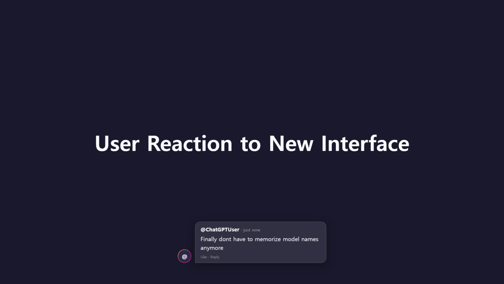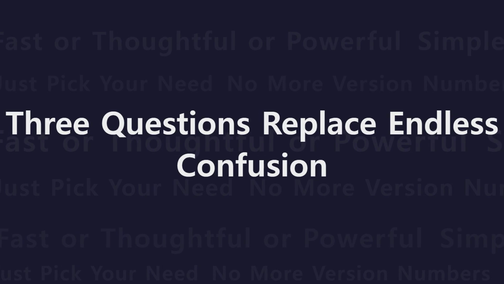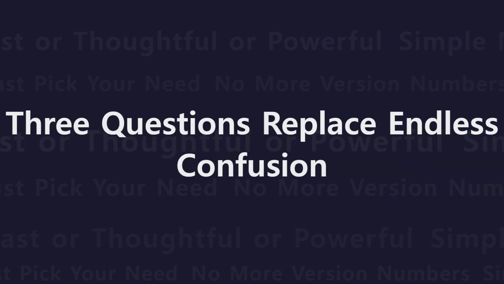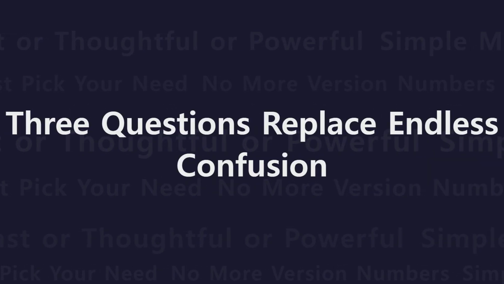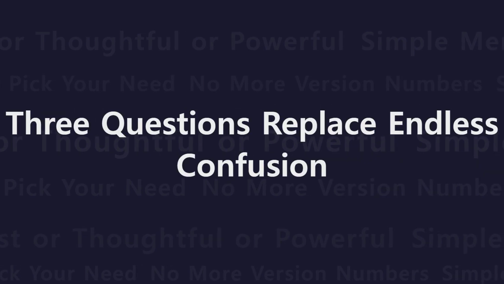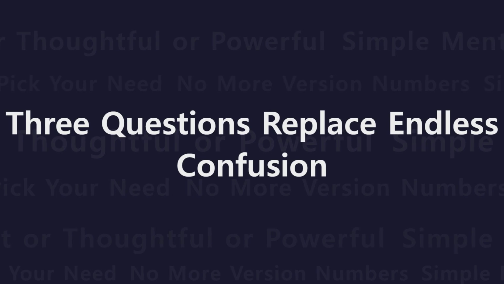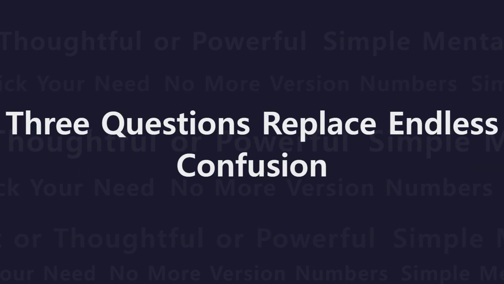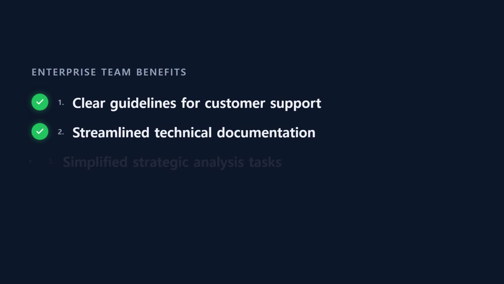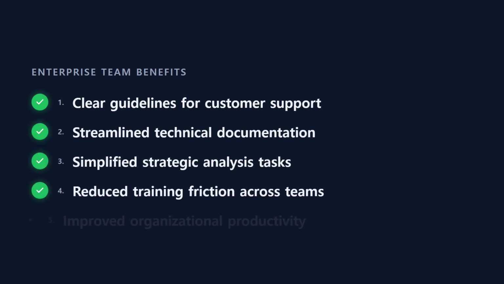Looking ahead, this kind of tiered model selector is almost certainly going to become the standard across the AI industry. As AI tools become more powerful and more specialized, the challenge of helping users navigate that complexity only grows. OpenAI's answer, simplify the labels, clarify the use case, is a model other companies will likely follow.